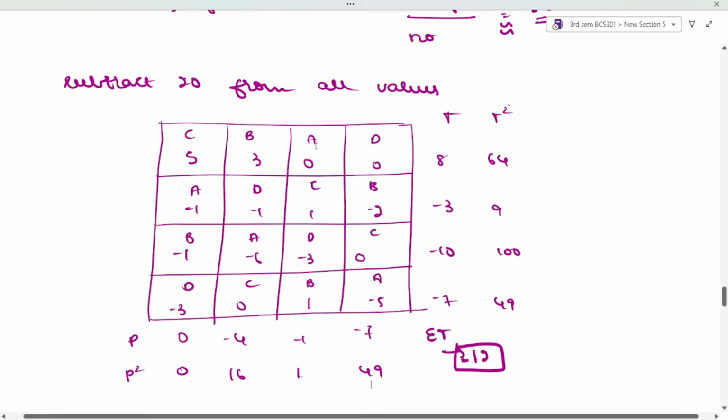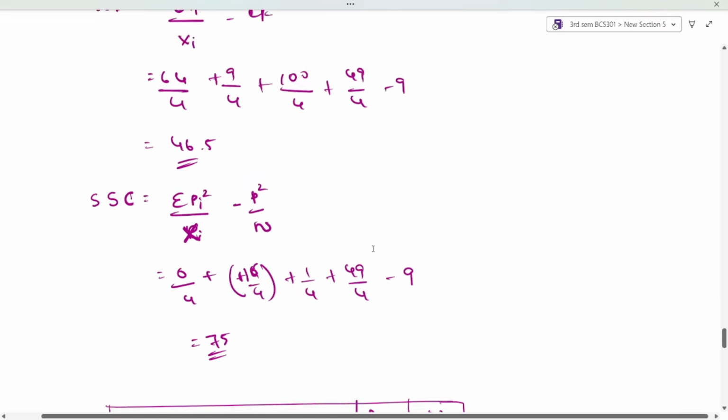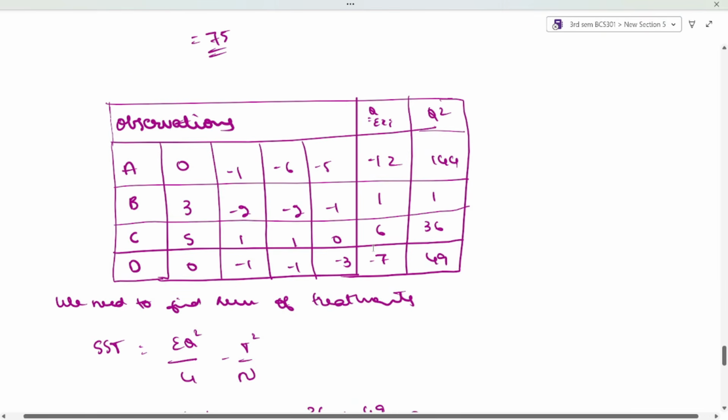Here, see, what is the A value? 0. Here what is it? Minus 1. Here? Minus 6. Here? Minus 5. That order you will write here. And the same way for B, C, D. And what is the summation of that? You will write it. Next you will do the square for it.